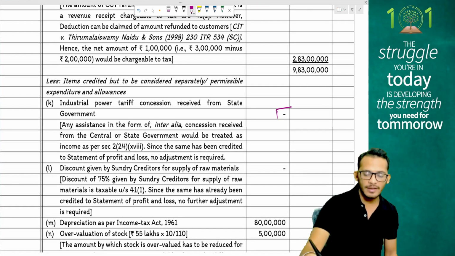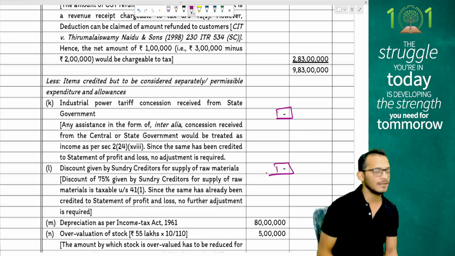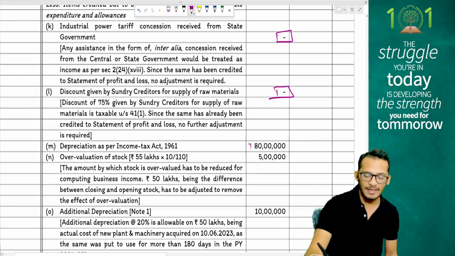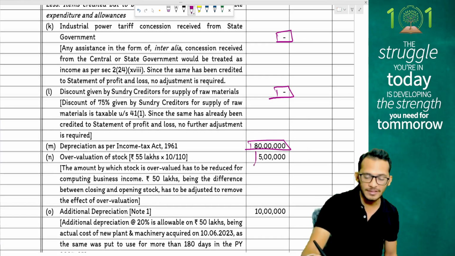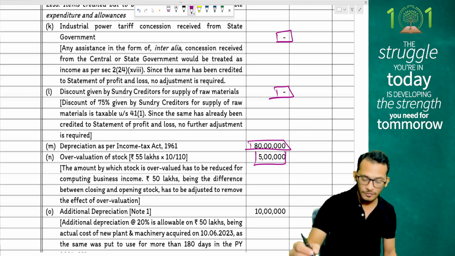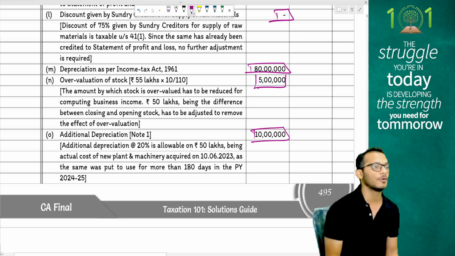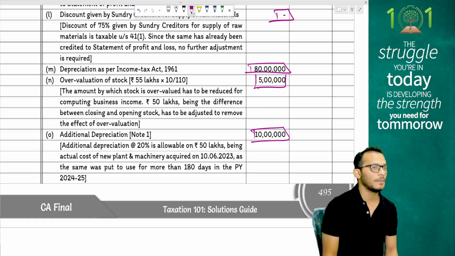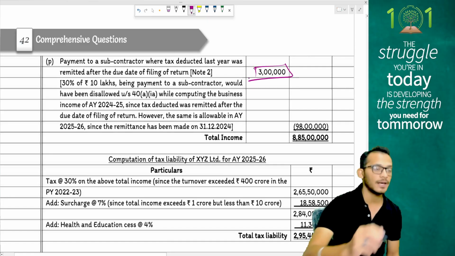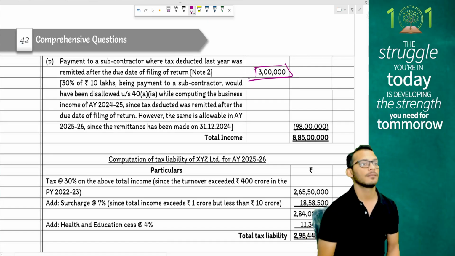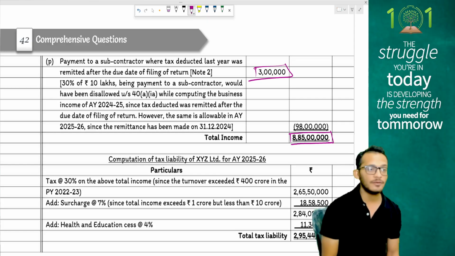Items to be credited. Your grant has been ignored because it is right. Your discount is already part of P&L, should be there in P&L, therefore let it go as it is. Depreciation is getting claimed because you have disallowed the normal books depreciation. Sorry, 10 lakhs of additional depreciation is also to be taken. 5 lakhs is being recorded for overstatement of closing stock minus opening stock. And then finally, subcontractor payment getting allowed in the current year because the assumption is it would have been disallowed in the past years. You have arrived at a total income of 8.85 crores.